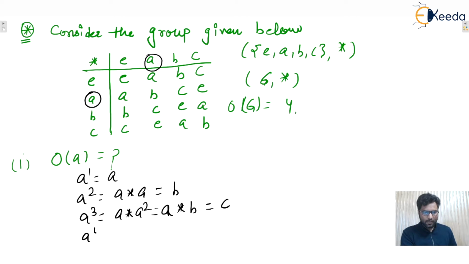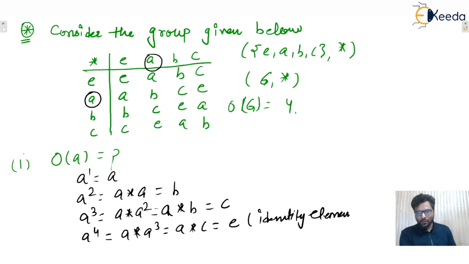C. A power 4 is A star A cube. So A star A cube is what? A cube is C, and A star C is E, the identity element.